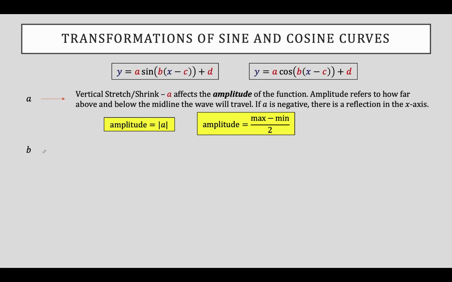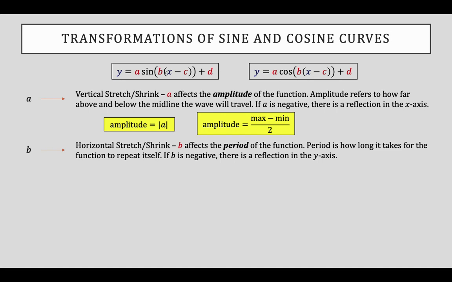Next, let's talk about the constant b. B is a constant multiple inside of the parent function. That gives us horizontal stretches and shrinks, and those also have a special name when we're talking about our trigonometric functions. We say that b affects the period. It's going to change how quickly the function repeats itself. Remember, period is how long it takes for the function to repeat. Therefore, b shrinking or stretching horizontally will change the period. If b is negative, then there is a reflection in the y-axis.